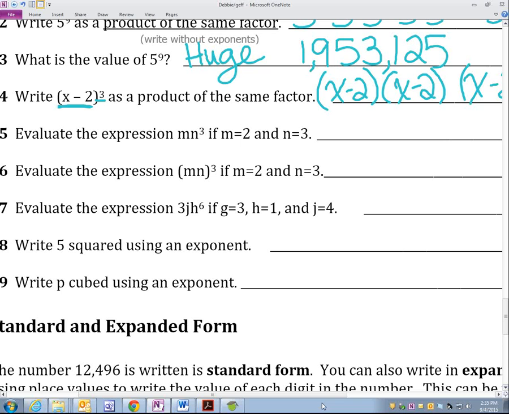Number 5, evaluate the expression. Evaluate means plug in and do the operations. We have m multiplied by n cubed. I'm going to go ahead and insert these in, so m is 2, n is 3. So I have 2 multiplied by 3 cubed. Now, should I multiply m and n together first and then the exponent? No? What should I do first?